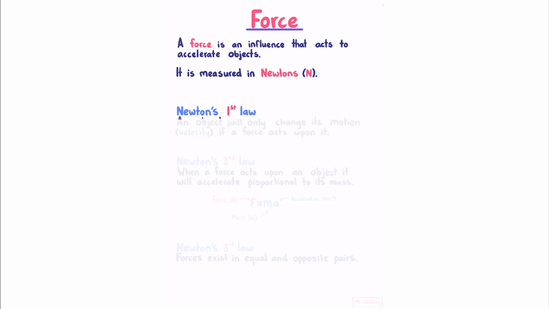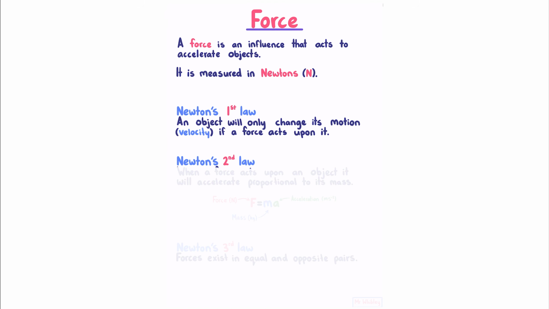Newton's first law states that an object will only change its motion, or in other words, its velocity, if a force acts upon it. For example, if we were to kick a ball, the ball goes from stationary to moving only because we've applied a force to it. The reason the ball eventually stops moving is because the force of friction acts upon it, changing its motion once again from moving to stationary. In summary, any time the velocity of the ball changes, it is due to a force acting upon it.